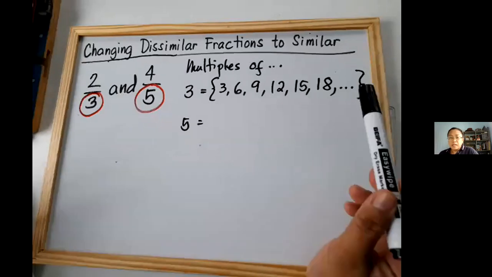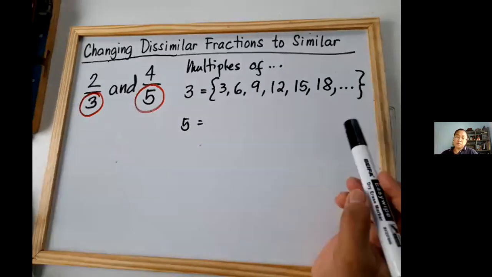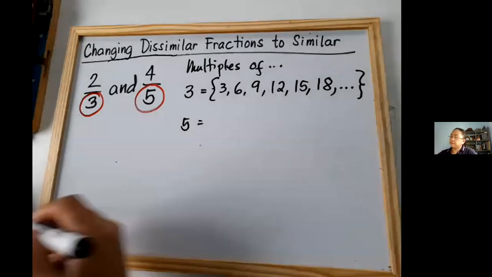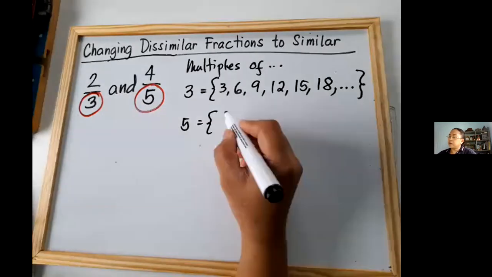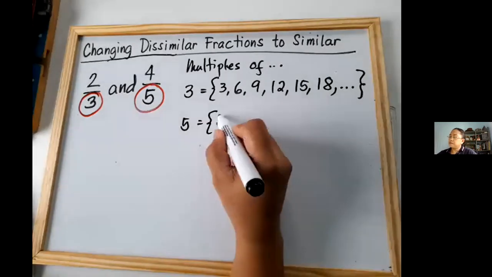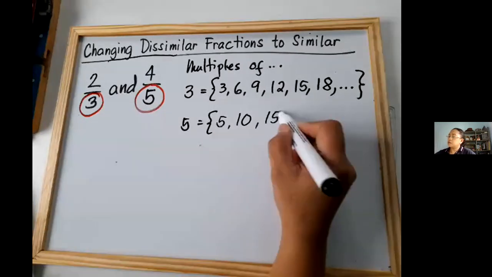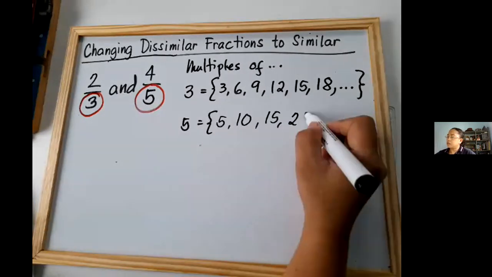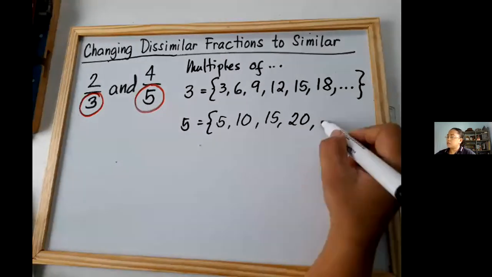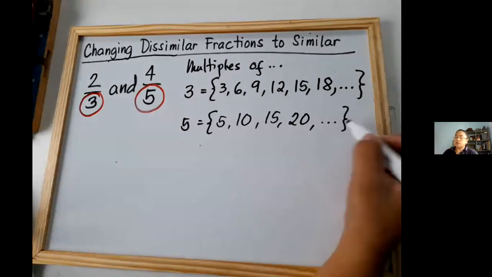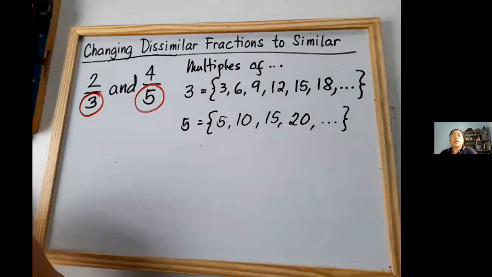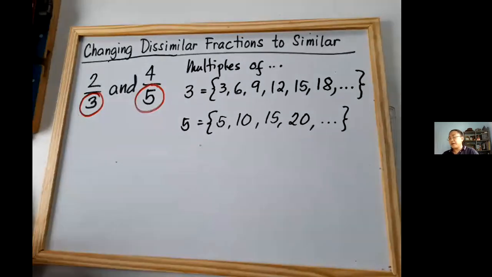Okay? So, let's move on to multiples of 5. Okay? Let's skip count. 5, 10, 15, 20, and so on. Okay? So, wala rin katapusan. Yung set of multiples ng 5.